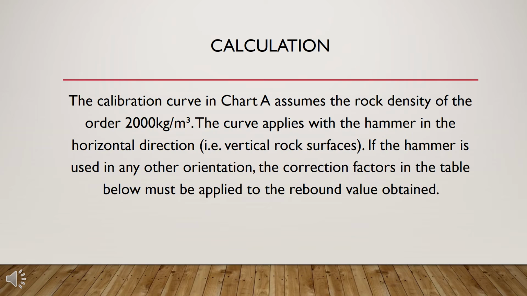The calibration curve in chart A assumes a rock density of the order of 2000 kg per meter cubed. The curve applies with the hammer in the horizontal direction on a vertical rock surface. If the hammer is used in another orientation, the correction factors in the table below must be applied to the rebound value obtained.